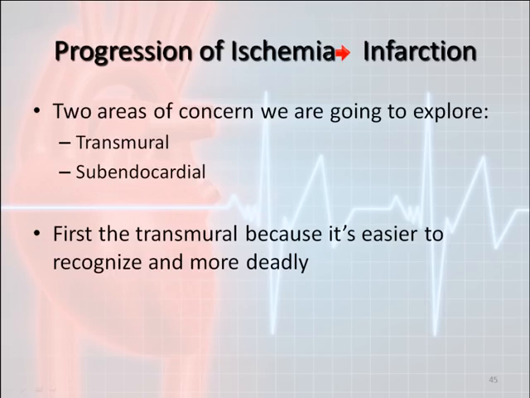Whenever a blood clot blocks a coronary artery and blood flow is either completely stopped to an entire area of the heart or it is reduced significantly to an area of the heart, first you have the injury. If it continues, then you start developing some ischemia, and then if it continues to develop, eventually you could very easily lead into an infarction issue. So the two areas that we're going to explore first are transmural and subendocardial.